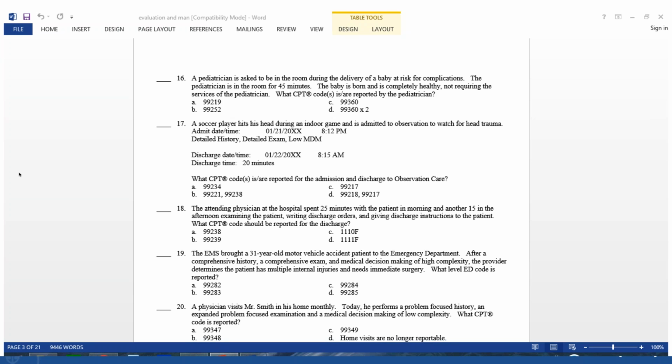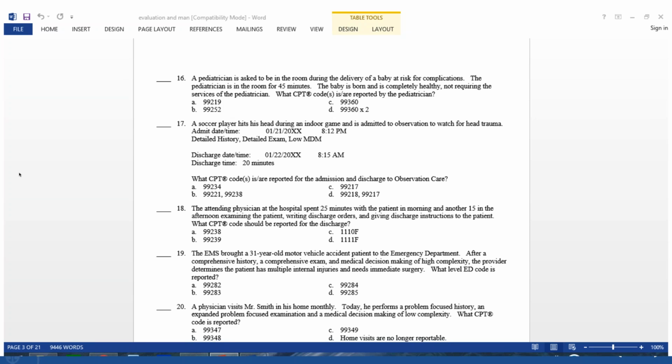Okay, let's see. Are they new? He says today, a physician visits Mr. Smith in his home monthly. So they didn't say for the first time. They said monthly. So that means he is an established patient for home services. Where do we need to go? Oop, tells me right there. I love this book. I love it. It tells me to go to page 31, right? Tells me to go to 31 because they're established.